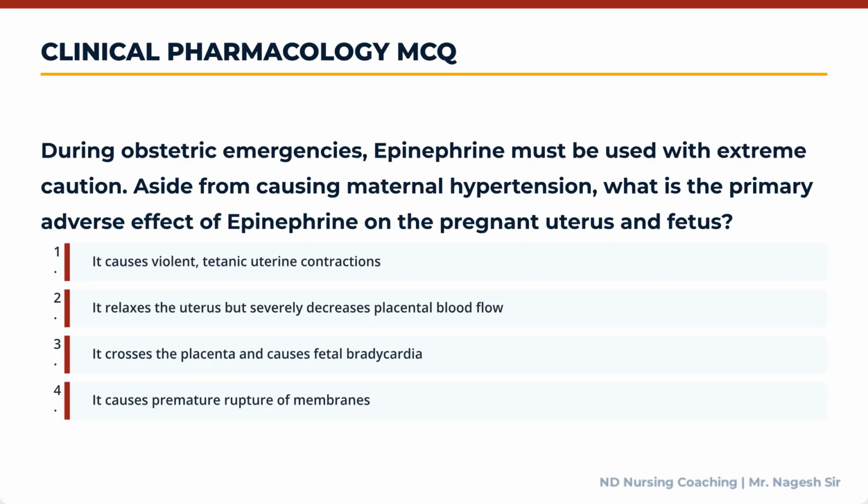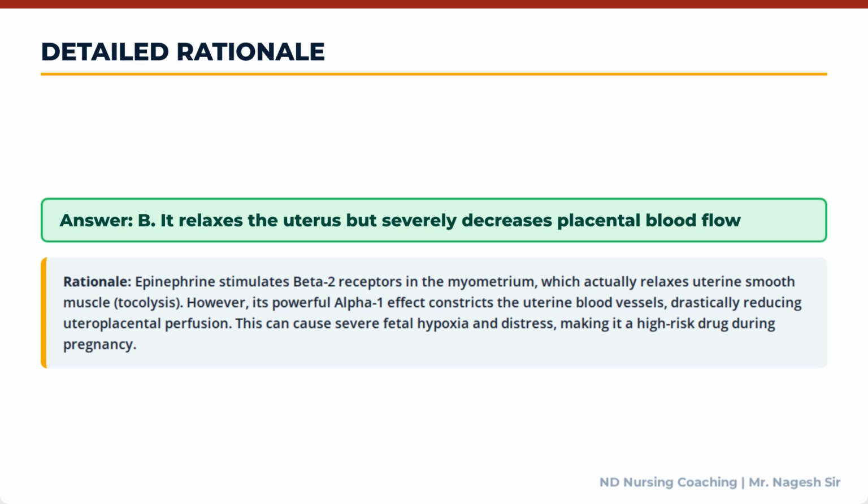During obstetric emergencies, epinephrine must be used with extreme caution. Aside from causing maternal hypertension, what is the primary adverse effect of epinephrine on the pregnant uterus and fetus? The rationale is B. It relaxes the uterus but severely decreases placental blood flow. Epinephrine's effects can cause fetal hypoxia and acidosis, severely stressing the fetus.